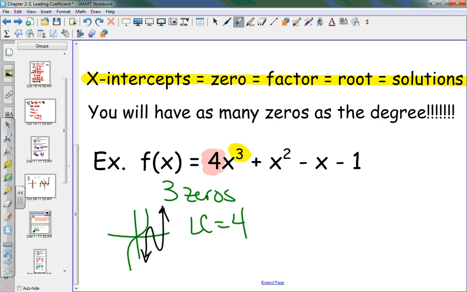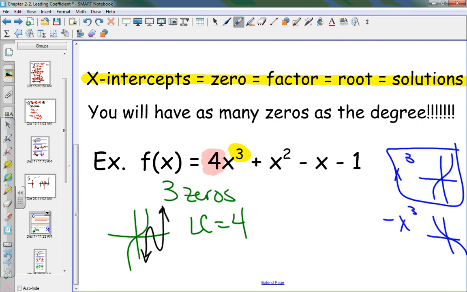What does the parent function x cubed look like? If I have x cubed, it looks like this. If I have negative x cubed, it's going to look like this, correct? So you tell me, what does this graph look like? The top one or the bottom one? It's going to look like the top, except it's going to have how many times crossing the axis? 3, okay? That's a lot of information that you can pull from the graph.